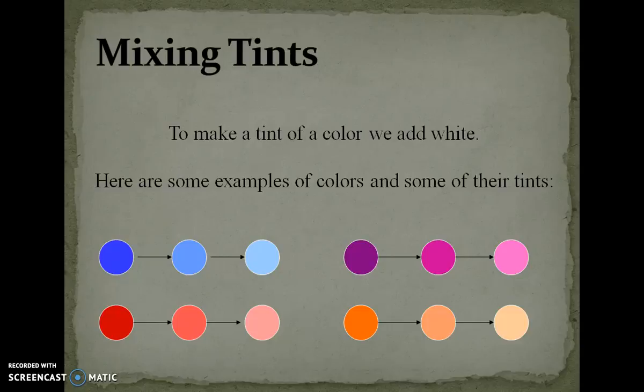Mixing tints. To make a tint of a color, we add white. Here are some examples of colors and some of their tints. For example, this is a pure blue color. When I add white to this, it becomes lighter. Similar example is available here also. When you add white to the red, it becomes something like this. Same here.